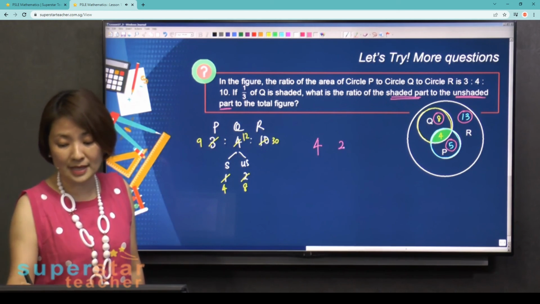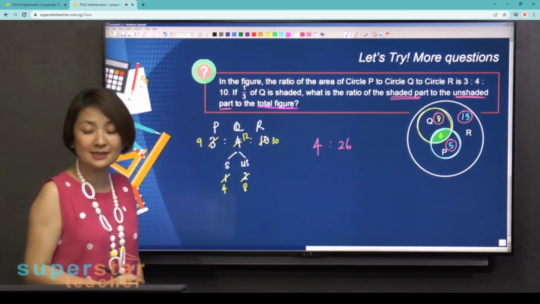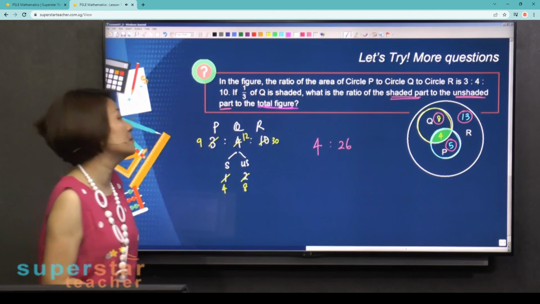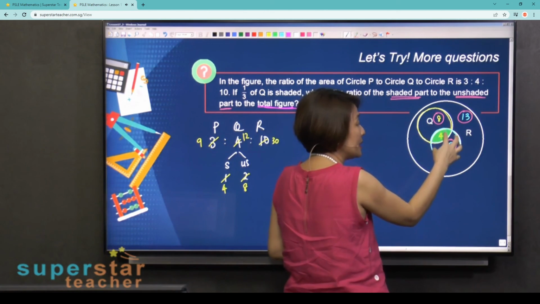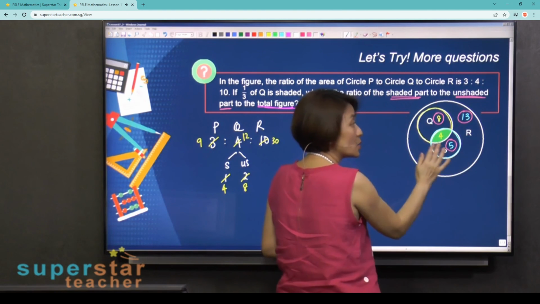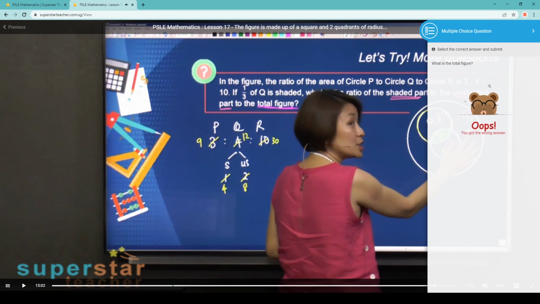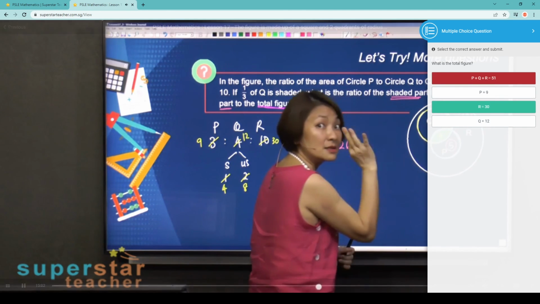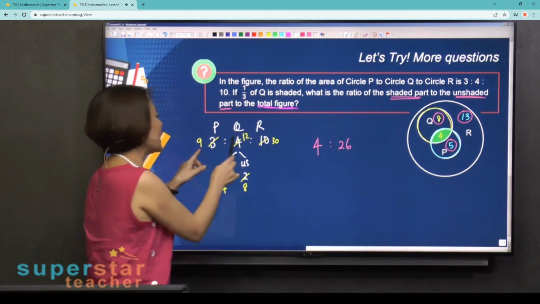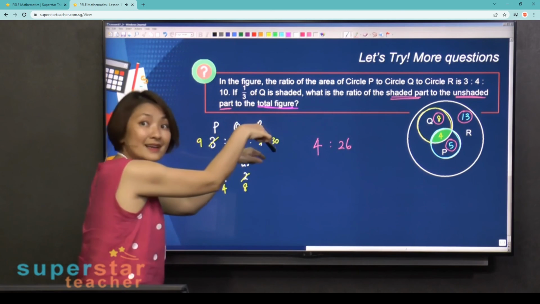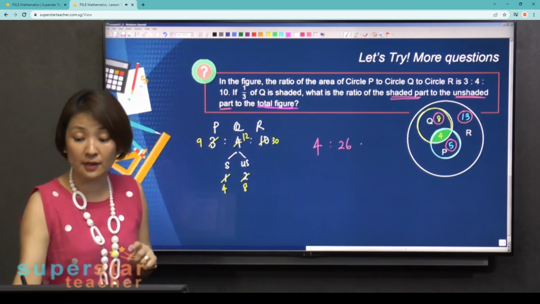21 plus 5, 26. And then the last one is the total figure. What is the total figure? The total figure means this whole thing, which is actually 30. Okay, a lot of students will do it wrongly because they will think that it is actually 9 plus 12 plus 30. No, because P and Q are inside R, and that makes the entire figure. So you don't take 9 plus 12 plus 30, just take 30. That is the total figure.